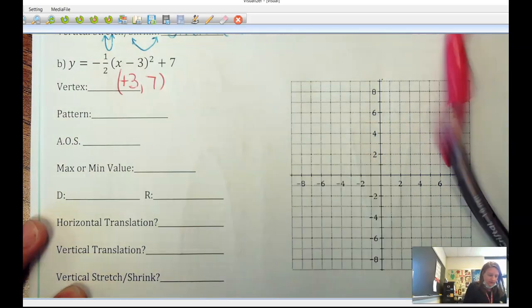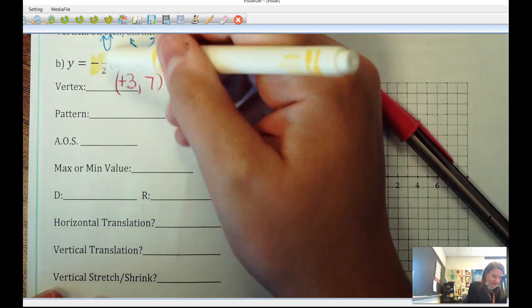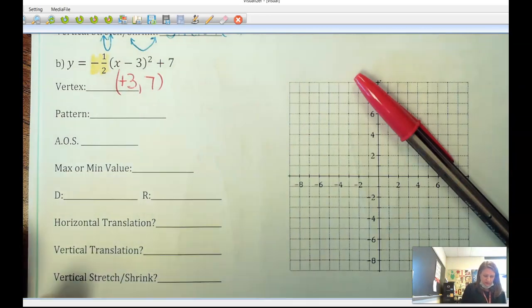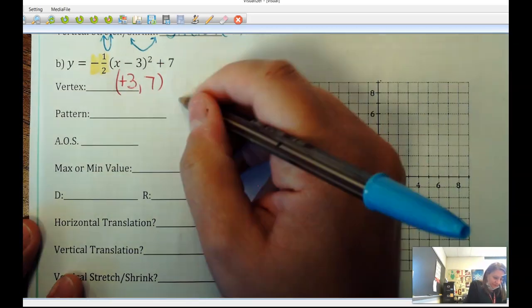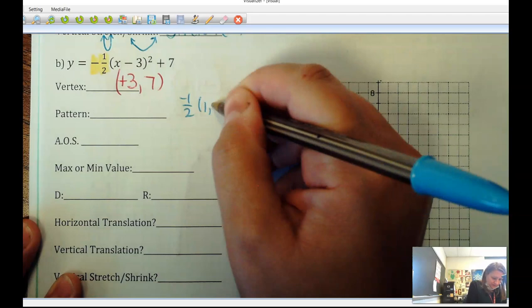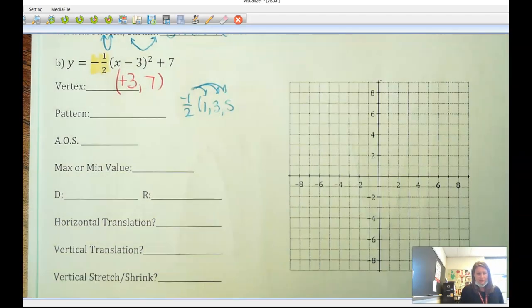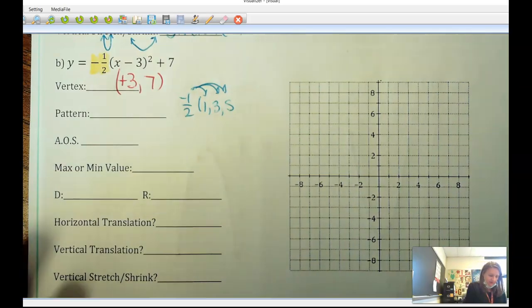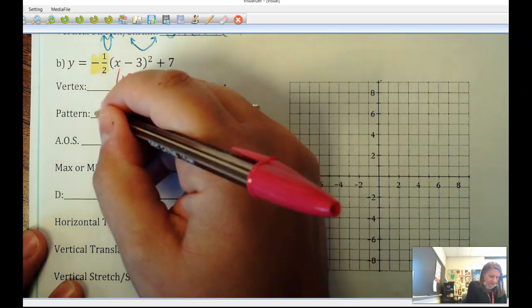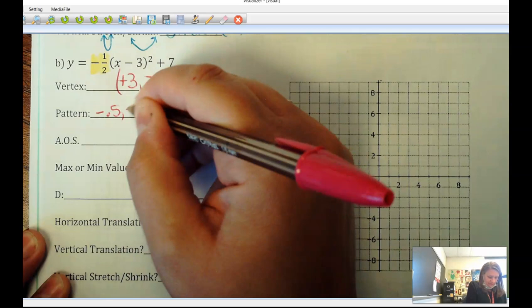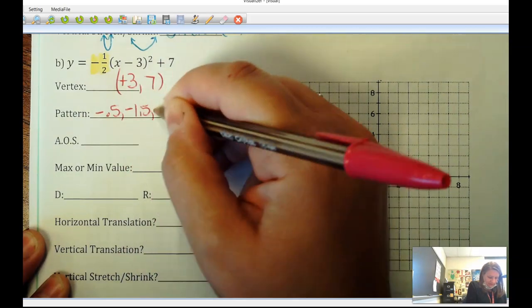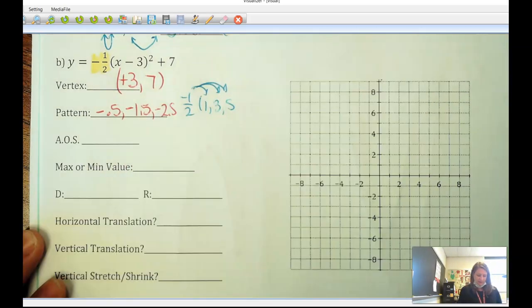Now, the pattern here is affected by what is out in front of the parentheses. So I've got a negative 1/2. So I'm going to do negative 1/2 times my 1, 3, 5. Remember, my recommendation here, please write decimals for this. It'll help you graph. So I'm going to have negative 0.5, negative 1.5, negative 2.5 as my pattern.